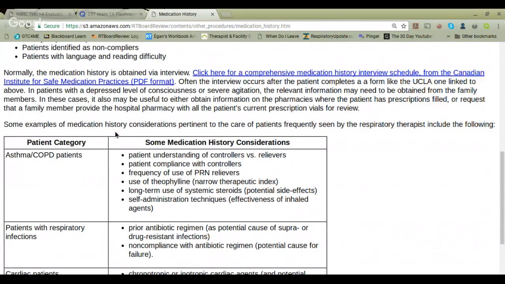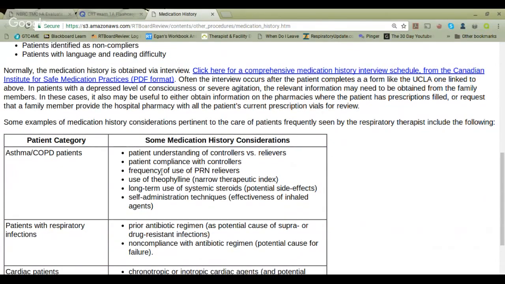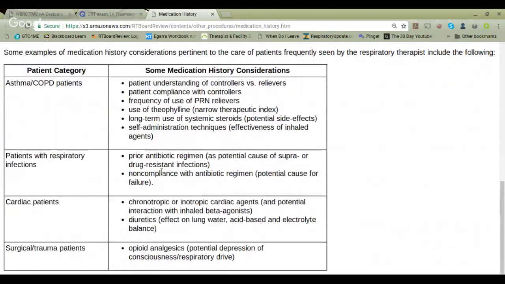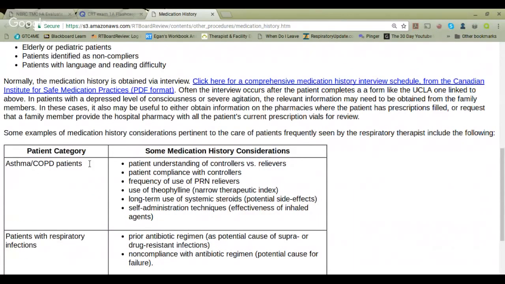Some examples of medication history considerations pertinent to the care of patients frequently seen by the respiratory therapists include the following. This is on my worksheet. Asthma or COPD patients: some medication history considerations are patients' understanding of controllers versus relievers, patient compliance with controllers, frequency of use of PRN (as needed) relievers, use of theophylline (narrow therapeutic index), long-term use of systemic steroids, potential side effects, techniques, and effectiveness of inhaled agents.